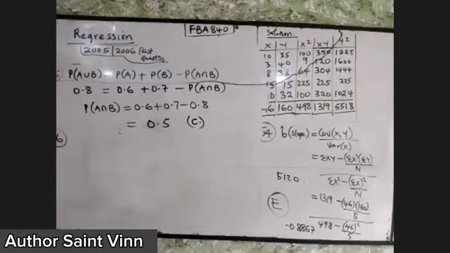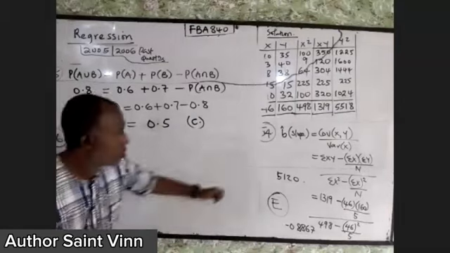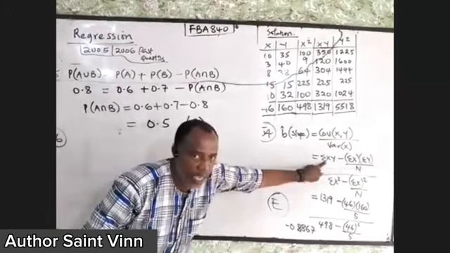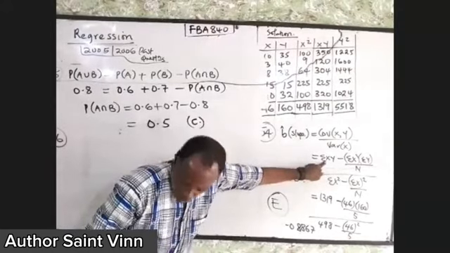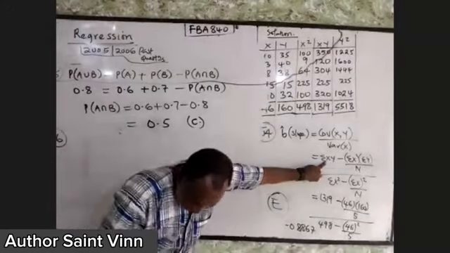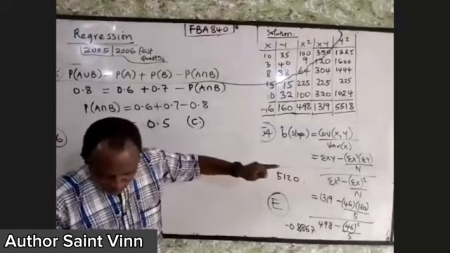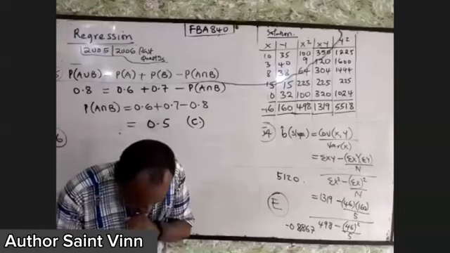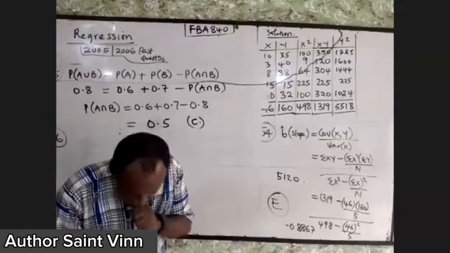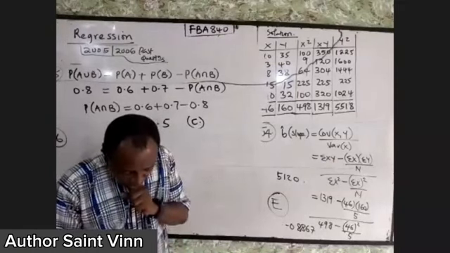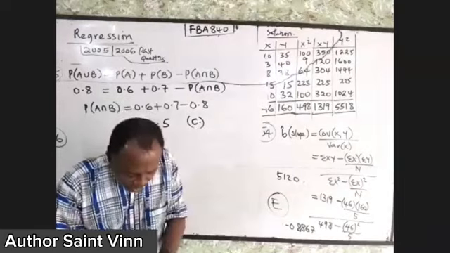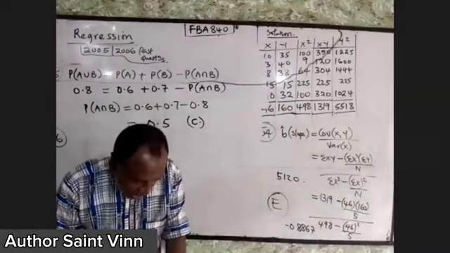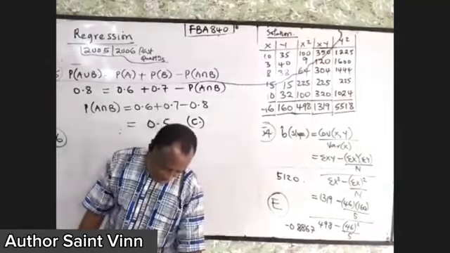This question is on regression. And we're given the summation of XY, the summation of X, the summation of Y, and the summation of X squared. And the question made us understand that i starts from 1 and stops at 6.